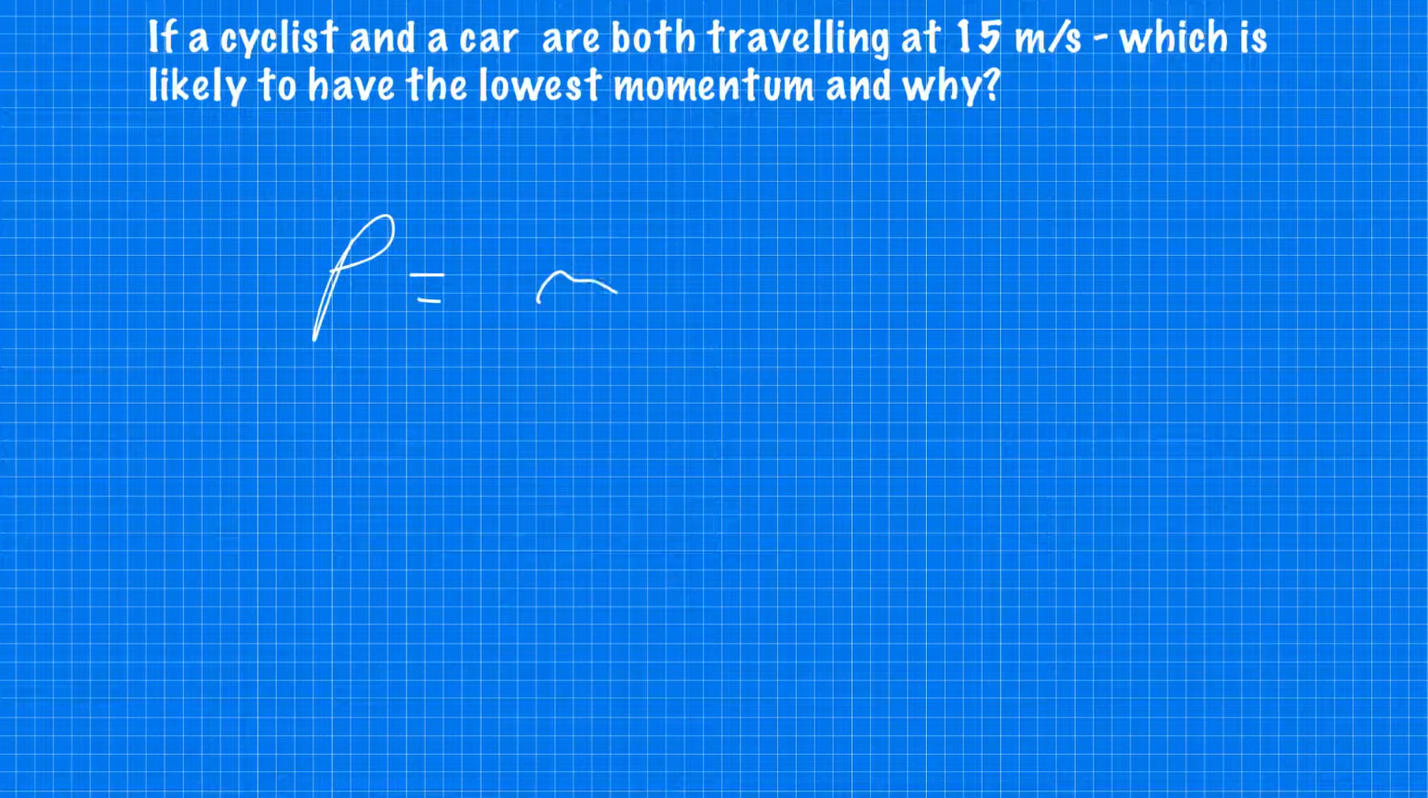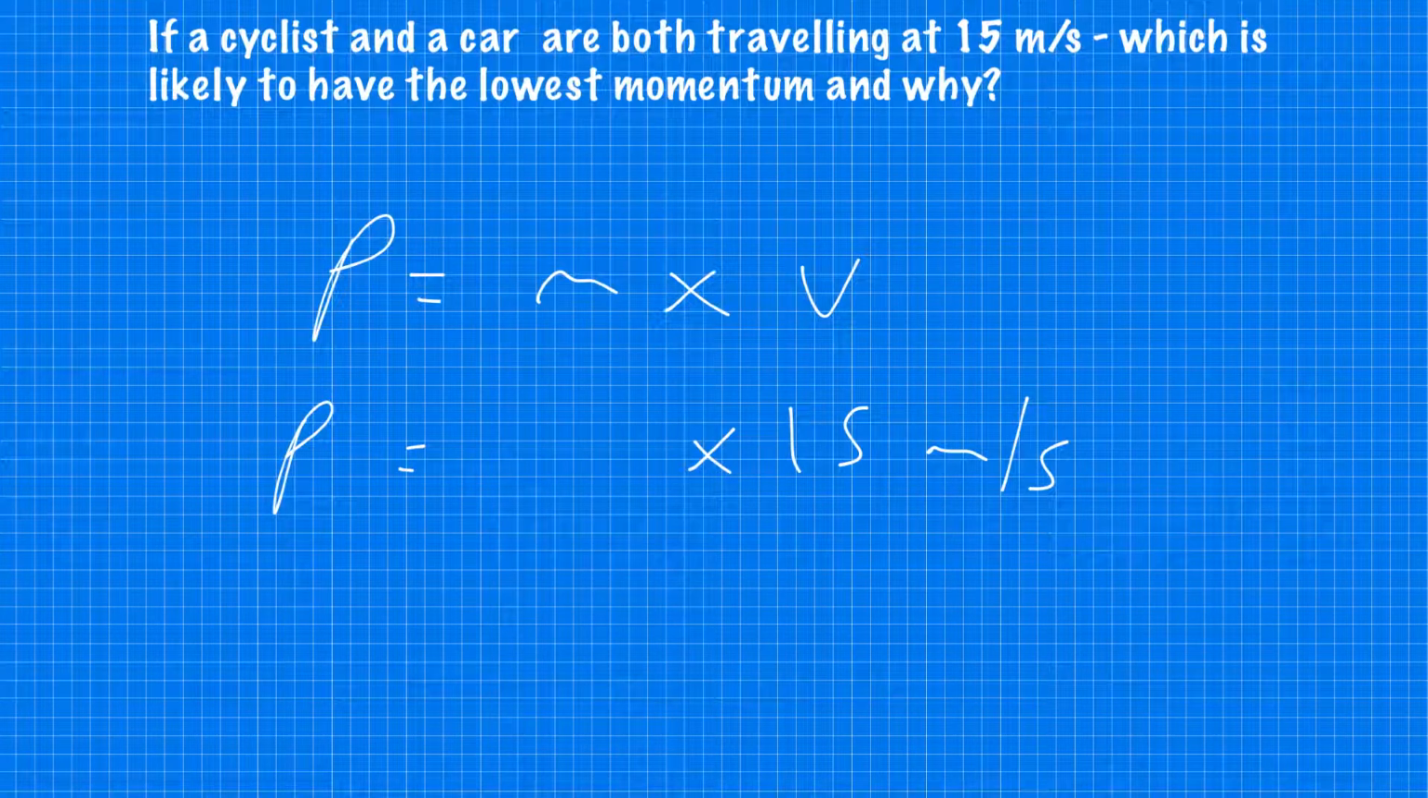So momentum equals mass times velocity. Now, if both of these vehicles are travelling at 15 meters per second, they both have the same velocity, there's only going to be one defining factor in their momentum, and that is the mass. And we know instinctively that a cyclist is going to have lower mass than a car. So you're going to be timesing 15 by a lower number. So the cyclist is likely to have the lower momentum because it's likely to have the lowest mass. And if they're travelling at the same velocity, momentum is mass times velocity. That gives us the answer to our question.